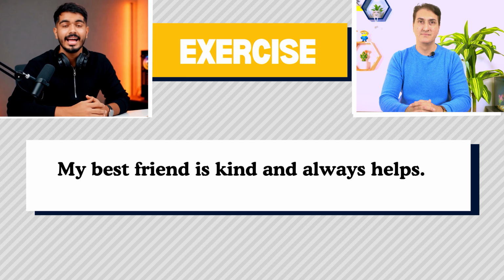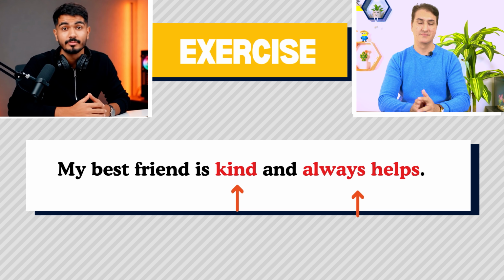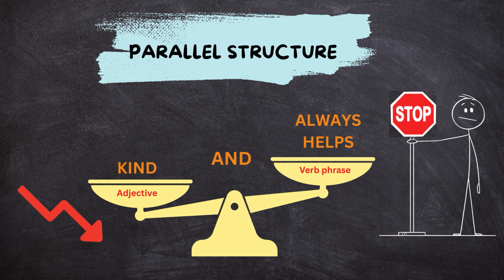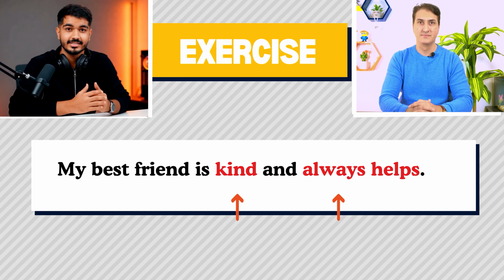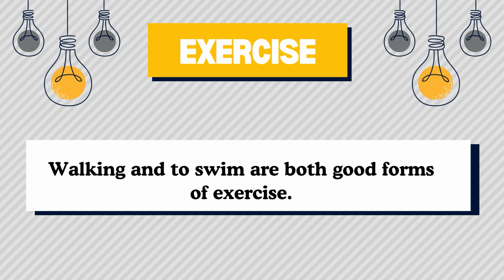Here the word kind is an adjective, but the phrase always helps is a verb phrase. That's not parallel. A better version is, my best friend is kind and helpful. Now both are adjectives. Very good. Next.